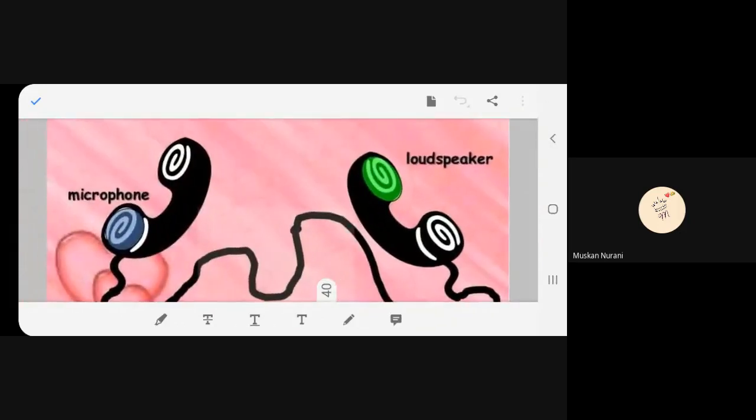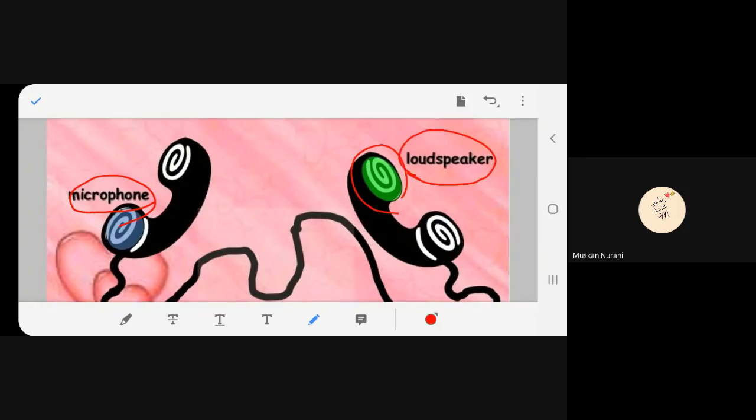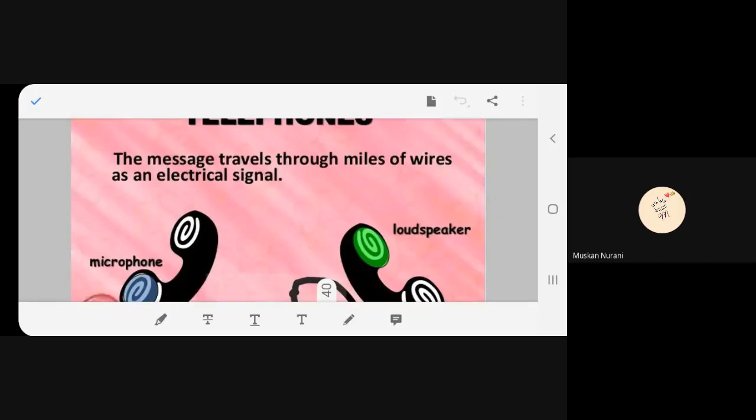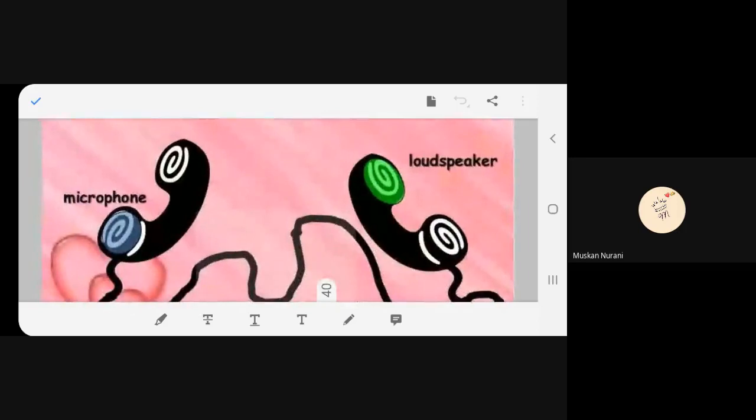Now, one is the microphone, the other one is the loudspeaker. The one which you keep near your mouth is the microphone. And the one which you put on your ear is the loudspeaker. Yes, you agree? Yes, ma'am. And we can hear each other's voice when we are miles off. The message is traveling through wires. The wires are so long, they are almost miles long. And what is getting converted? My sound is getting converted into electrical signal. You understand? Yes, ma'am.